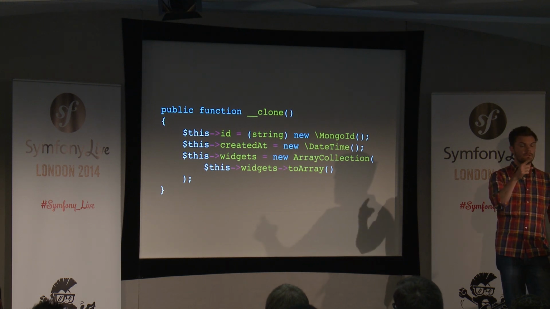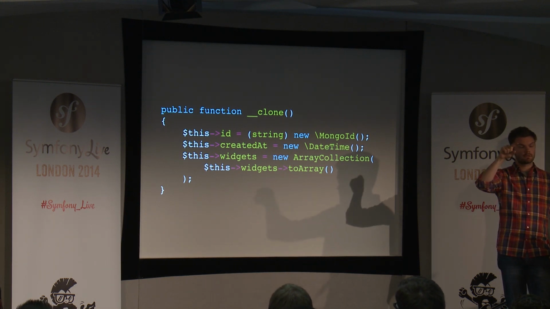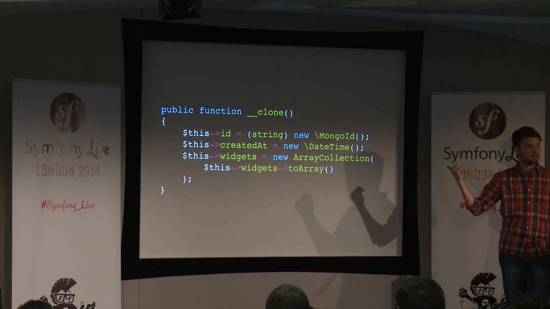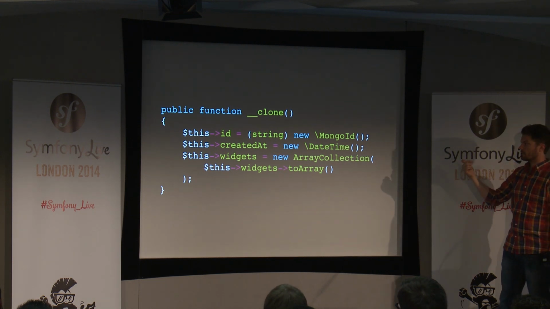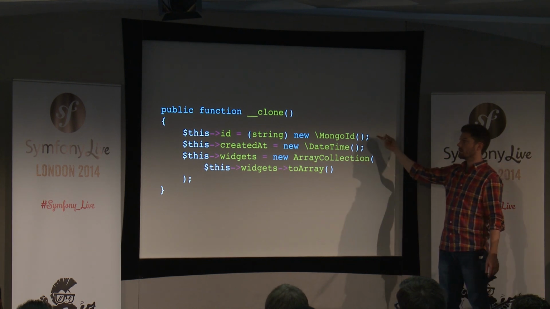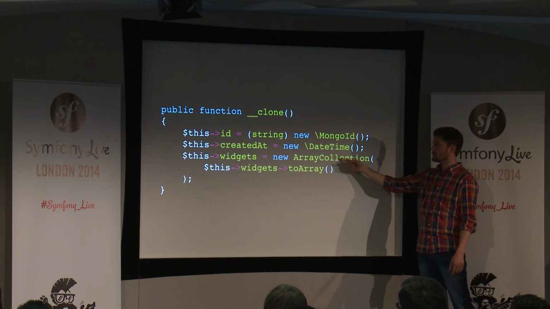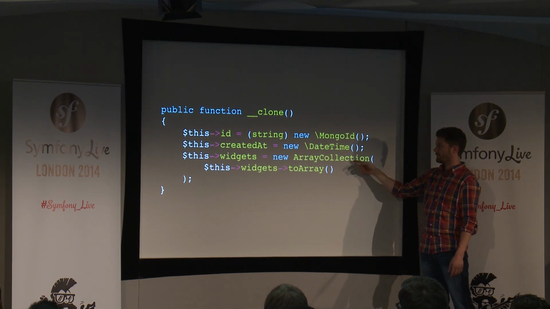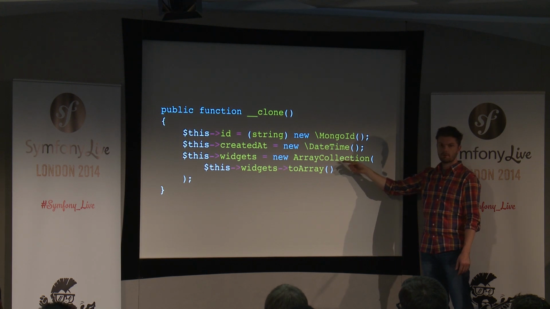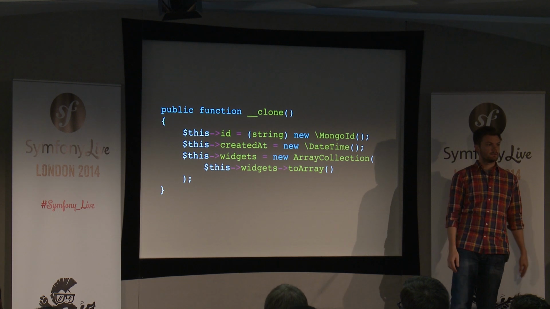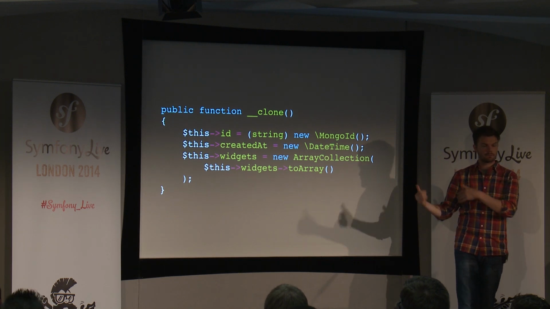And when you use new, it goes to __construct. When you use clone, it goes to __clone here. So if you're cloning something, then you're going to want to make sure it has its own ID. It has its own created at time instead of the one from the original object. And then you're also going to want to create a new copy of this array collection so that Doctrine doesn't get confused and think that this array collection belongs to the previous object.